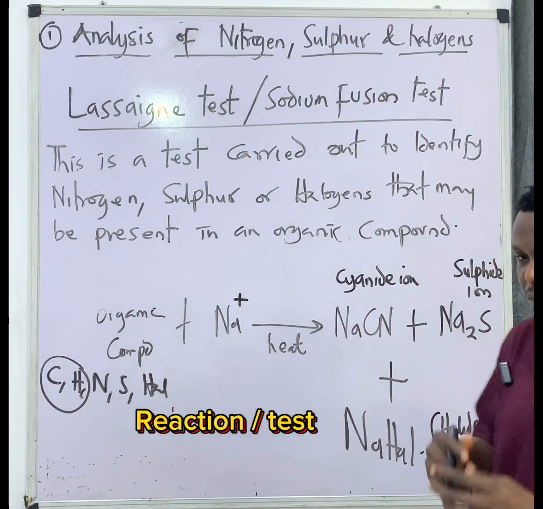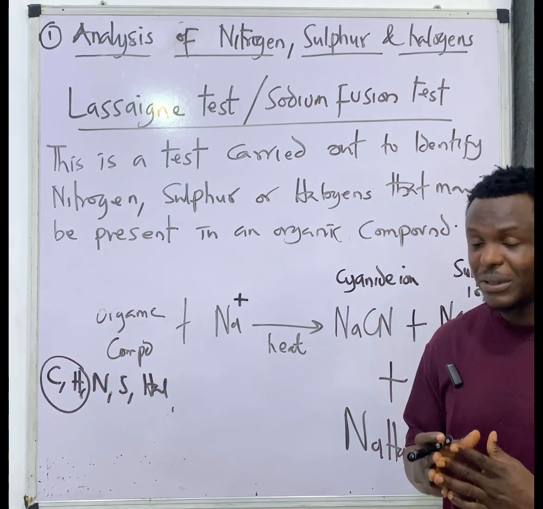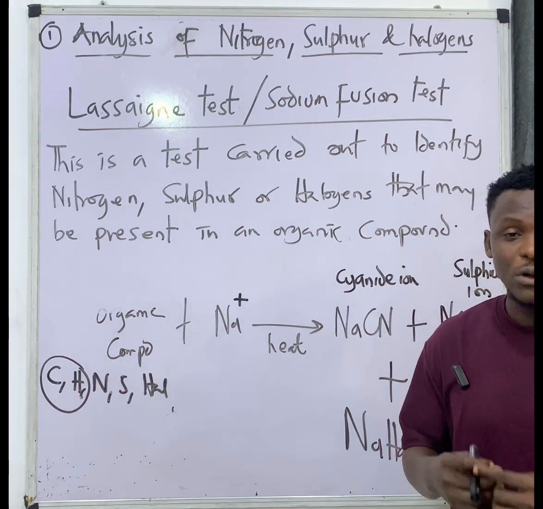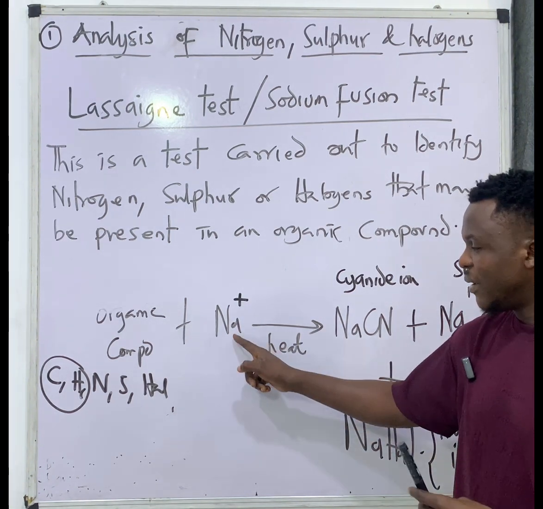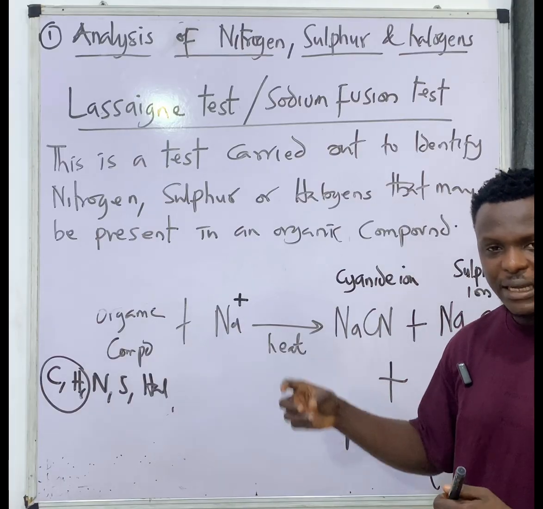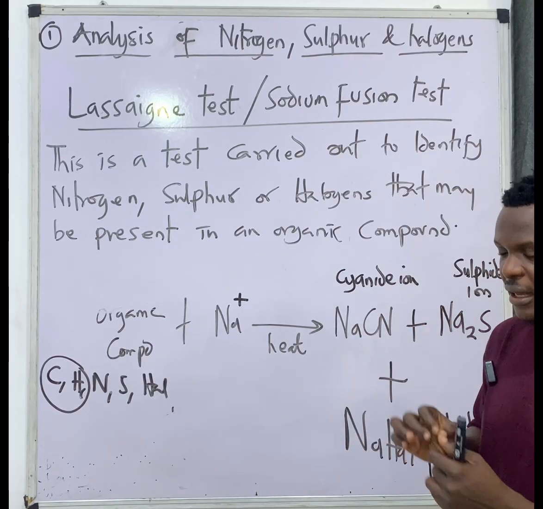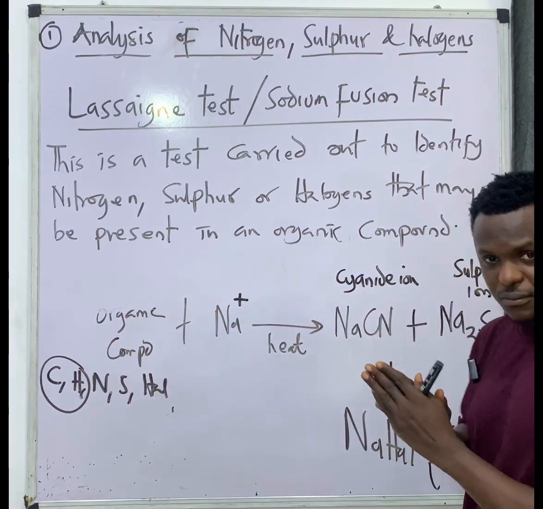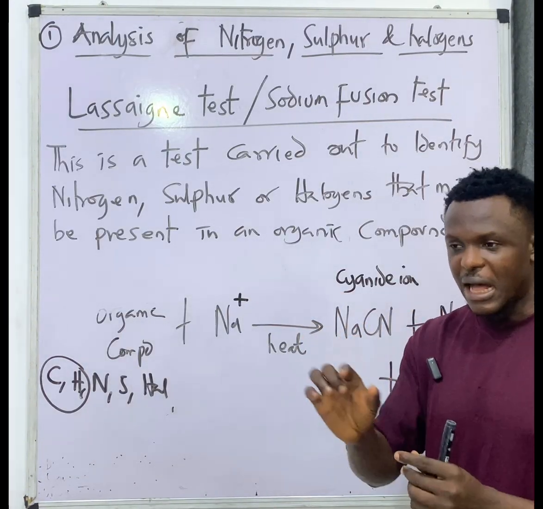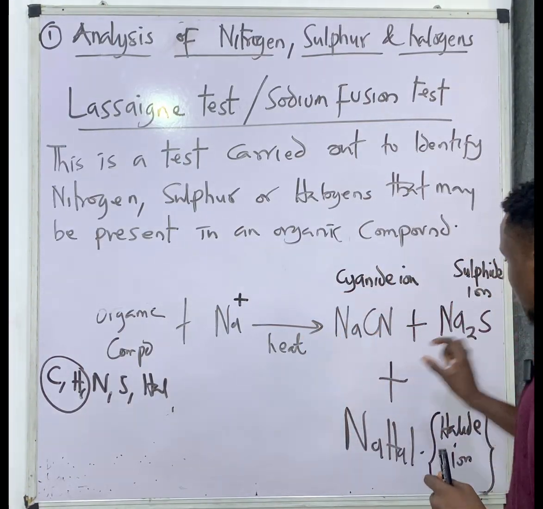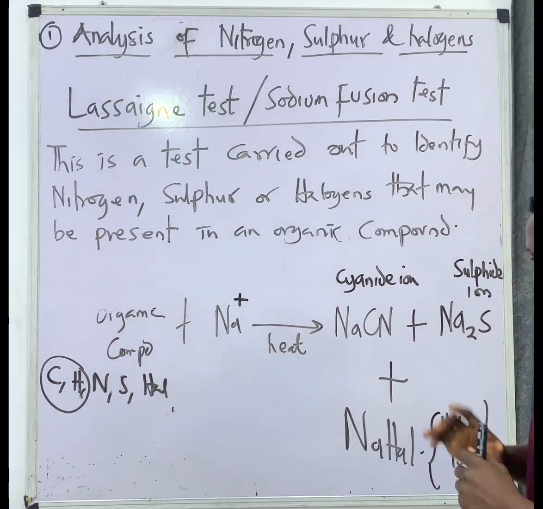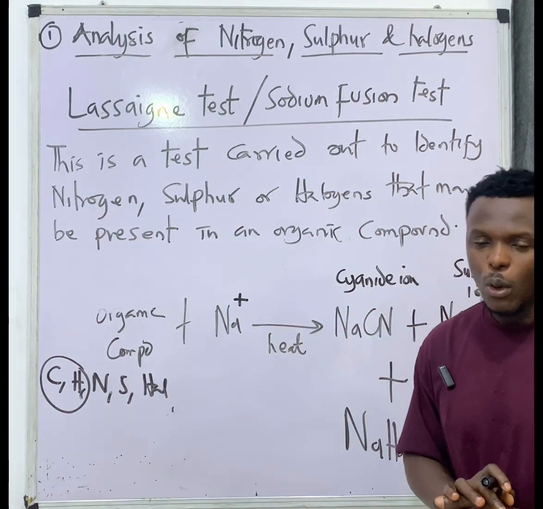So for example, I brought 10 liters of organic compound. I want to analyze that compound. After mixing it with sodium, I will heat. I can now take a portion from that 10 liters and say, okay, let me test for nitrogen. I do a test for that. I'll take a little portion again. Let me test for sulfur and let me test for halogen. So that is basically what we're going to do next.